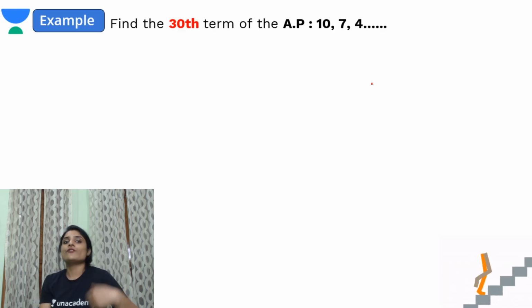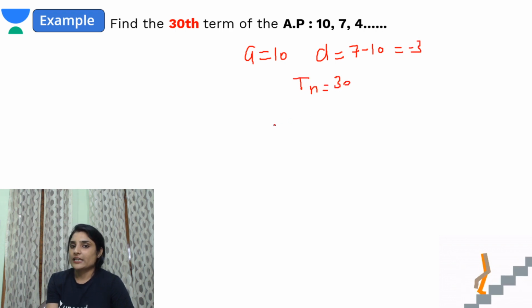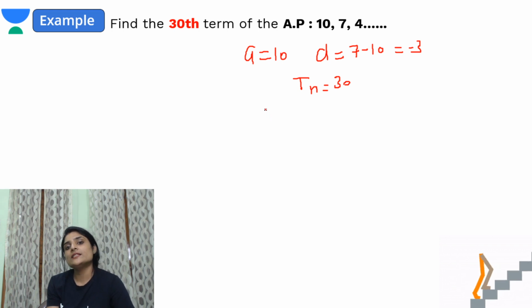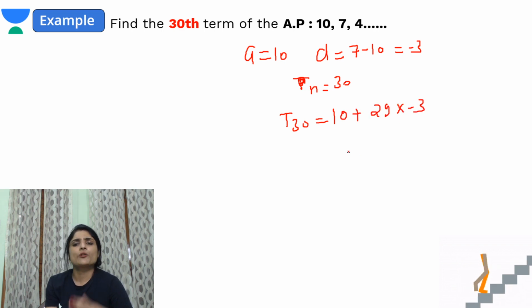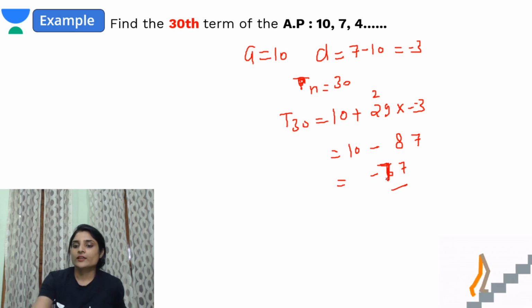So let's move forward. Find the 30th term of this AP. A is 10, d is 7 minus 10, that is minus 3. They are asking for the 30th term, that means n is 30. That means T30 will be 10 plus 29 into minus 3. Now you can calculate very easily. Minus 77 will be your answer. Check this out.